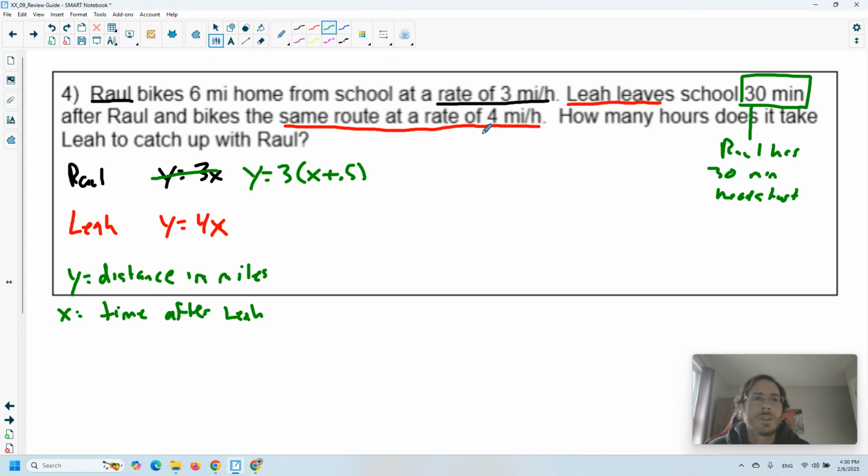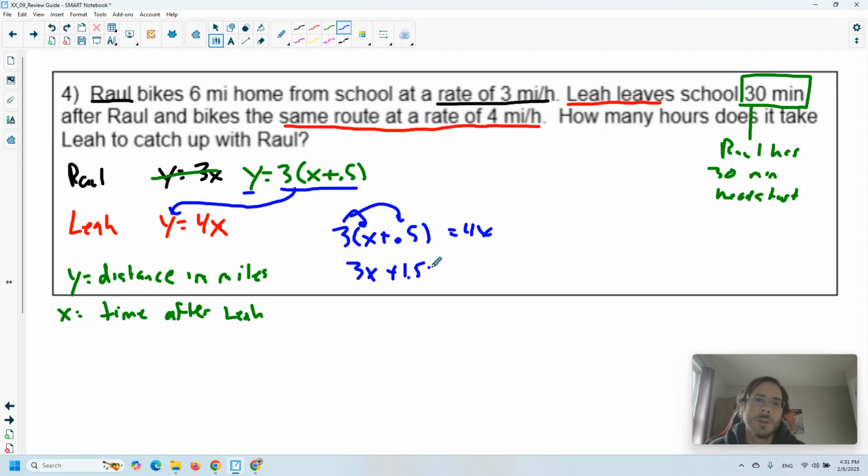So it says, how many hours does it take Leah to catch up with Raul? So if I'm going to solve this, again, I could either do it by hand or I can do it with the graphing calculator. If I want to do it by hand, it's nice because, again, this is already by itself with the y, so I can just plug this right in here for the y. 3 parentheses x plus a half equals 4x. We can distribute: 3x plus 1.5 equals 4x. Minus 3x on both sides, and we get 1.5 equals x.